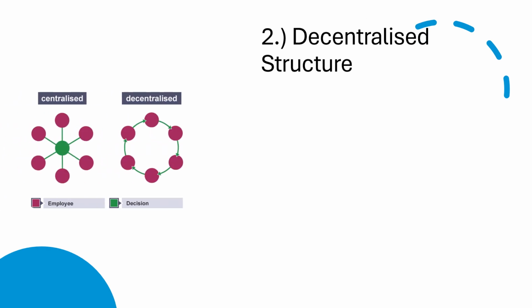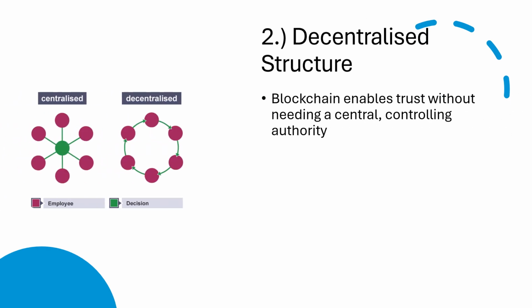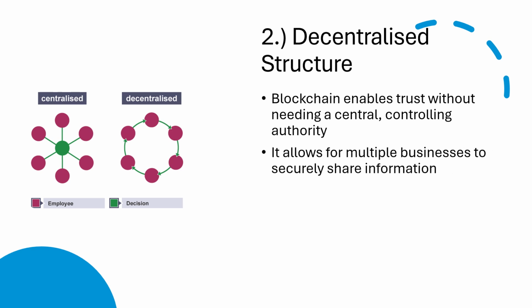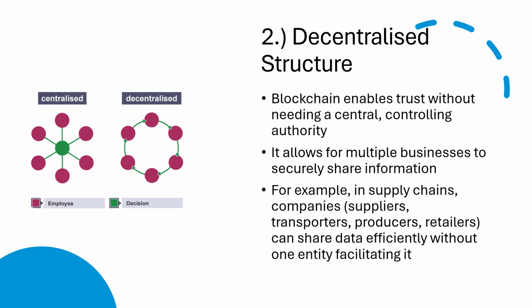Decentralized structure. Blockchain enables trust without needing a central controlling authority. It allows for multiple businesses to securely share information. For example, in supply chains, companies, so this will include suppliers, transporters, producers, and retailers, can all efficiently share data without one entity facilitating it.